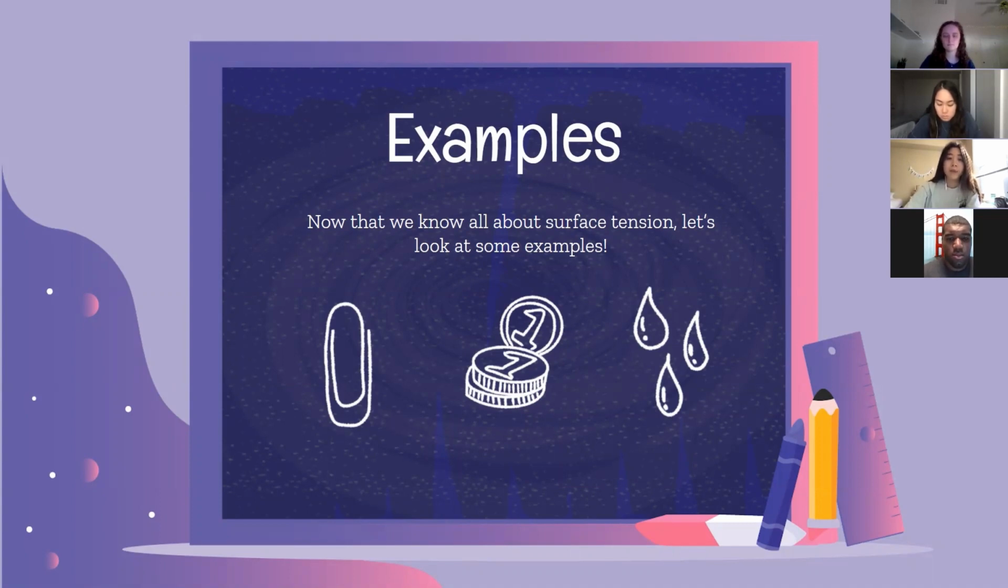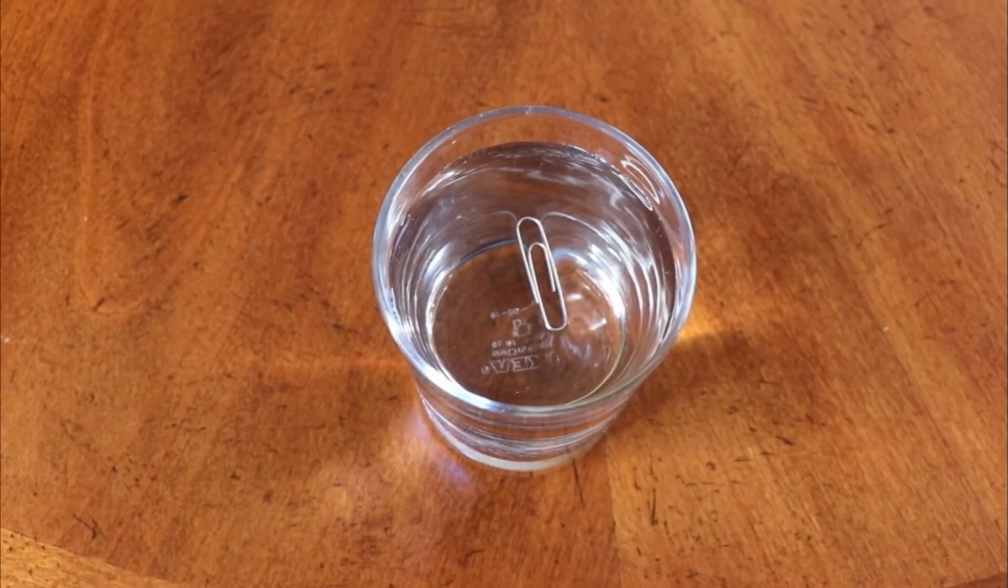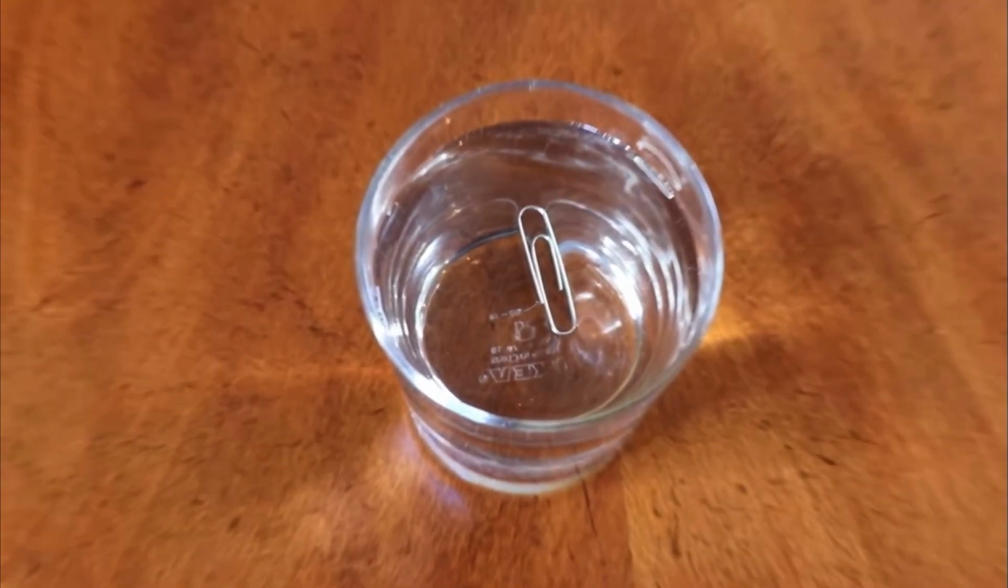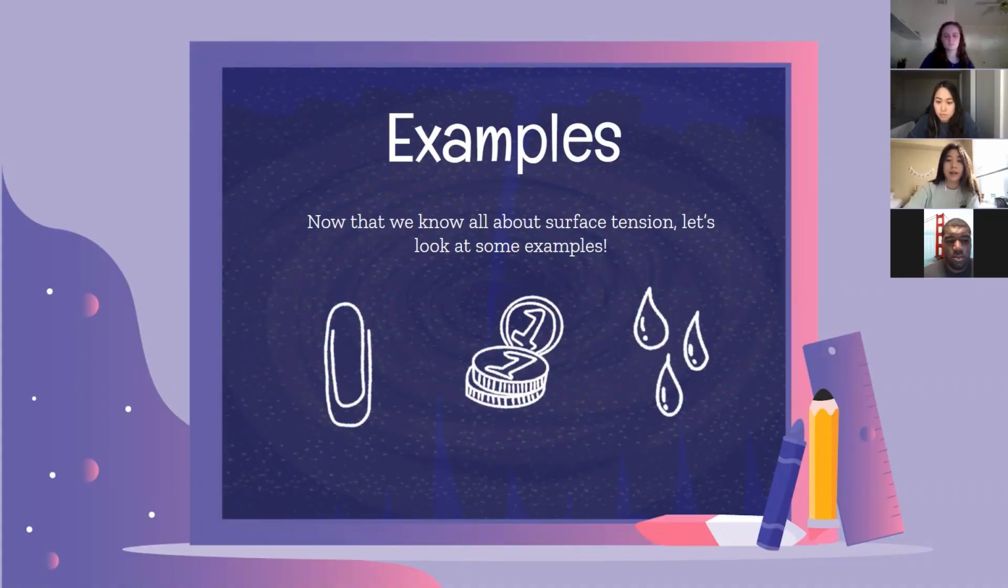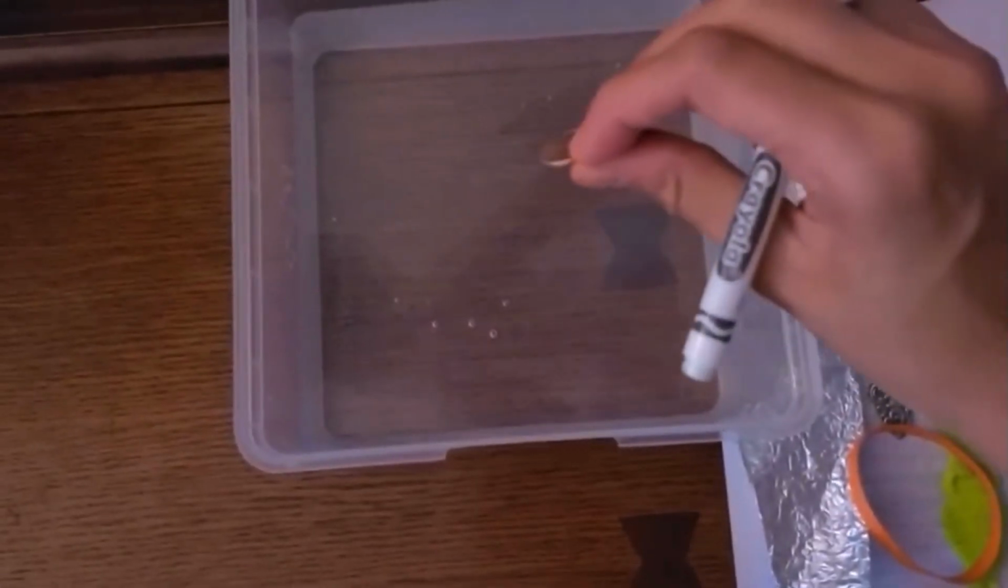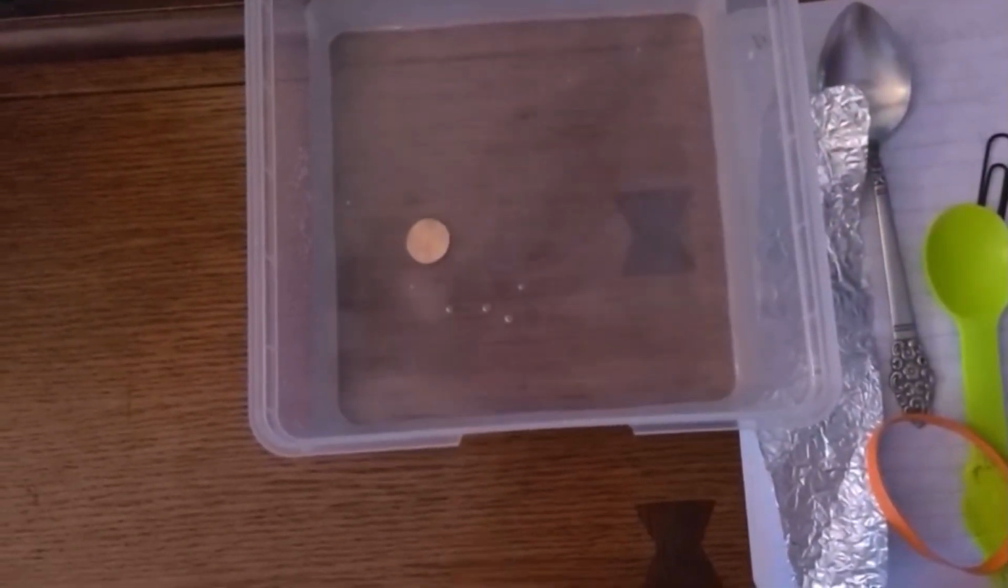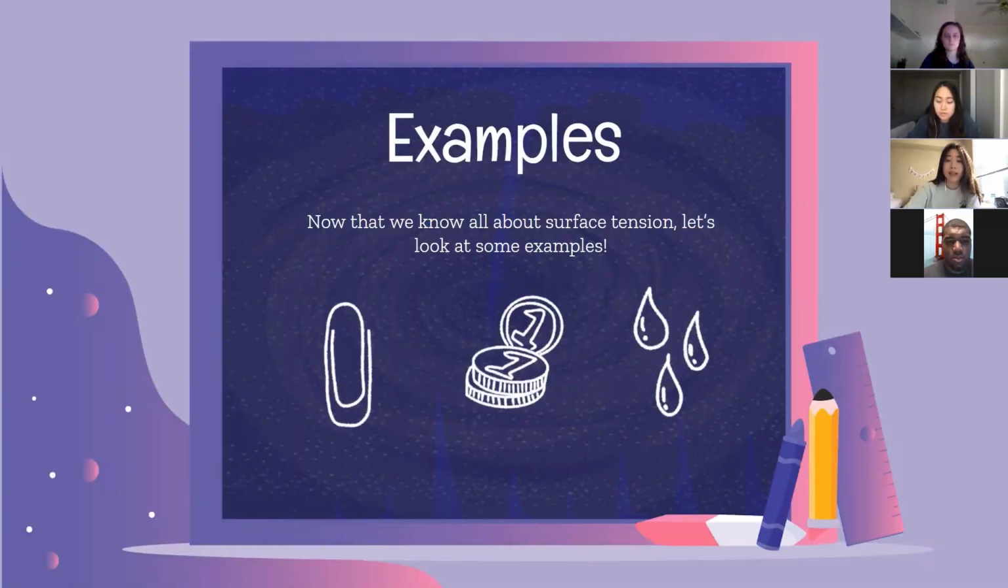Do you think a paperclip will float in water? Let's see. The paperclip is able to float because the water molecules are holding on tightly to each other. This is called cohesion. Next, we'll try the penny. Do you think it will float too? Make a prediction. As you can see, there are limits to how much weight the surface tension of water can hold. A penny does not float because it is more dense than water.